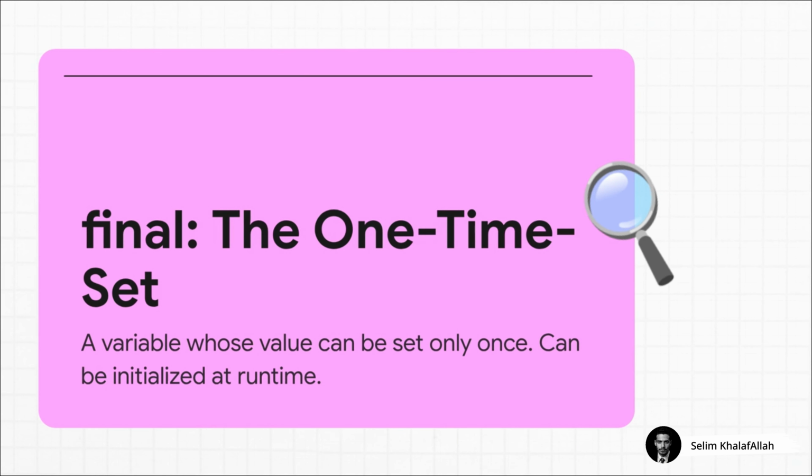Next in the toolbox is final. The name gives it away. Its value is final. You get to set it exactly one time, and that's it. It can never be changed. What's cool about final is that the value can be figured out while your app is running. This example here is perfect. DateTime.now. We have no idea what the time will be when we write the code, but when that line runs, the app grabs the current time, locks it into that final variable, and it's set in stone forever.